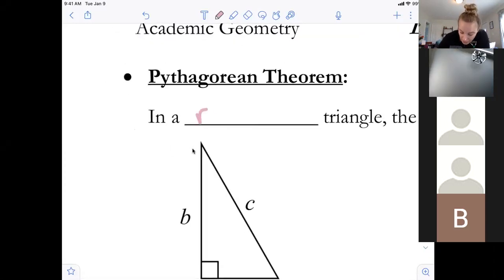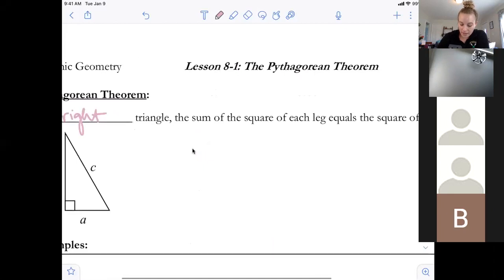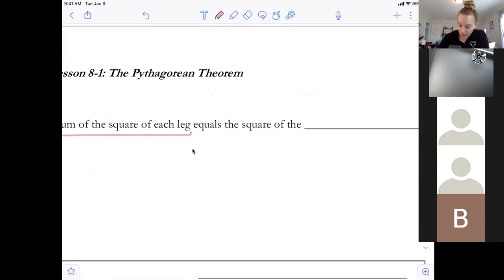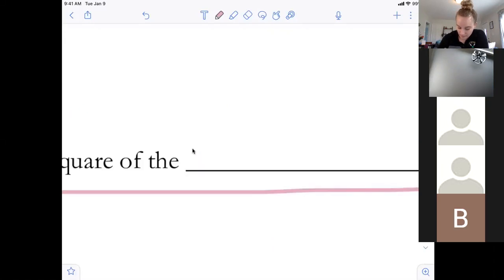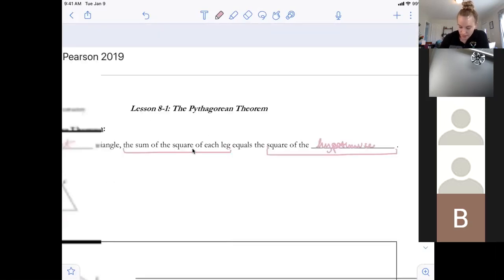It happens in a right triangle. You can only use this in a right triangle. In a right triangle, the sum of the square of each leg equals the square of the hypotenuse. Now that's a lot of words to just say a simple equation that you guys all know.